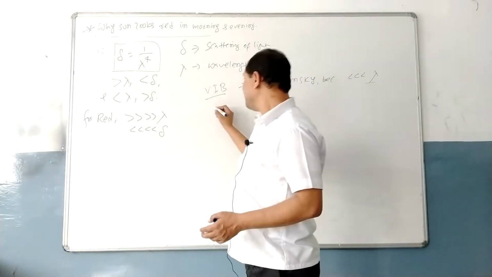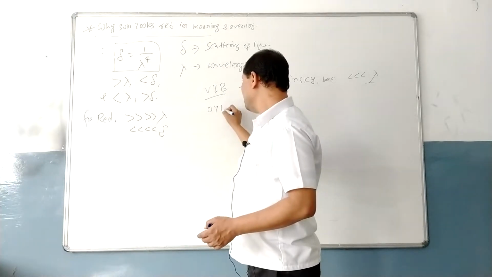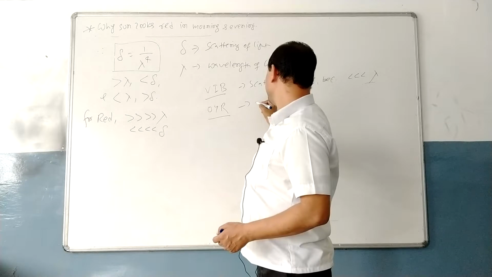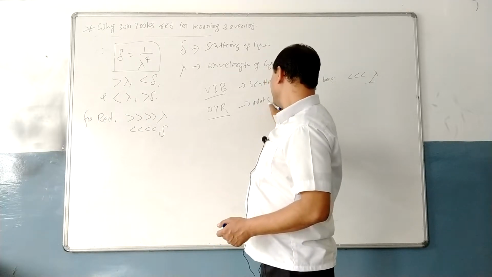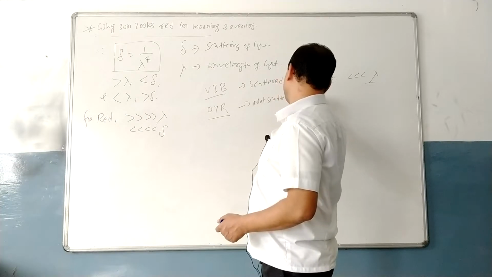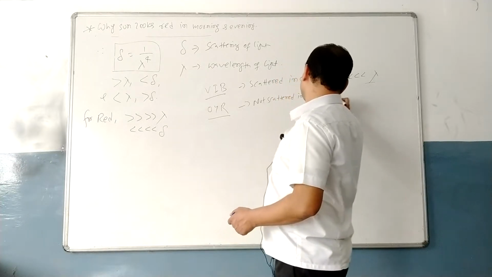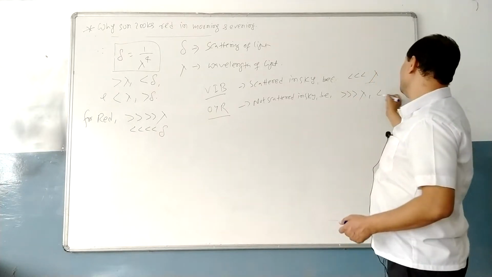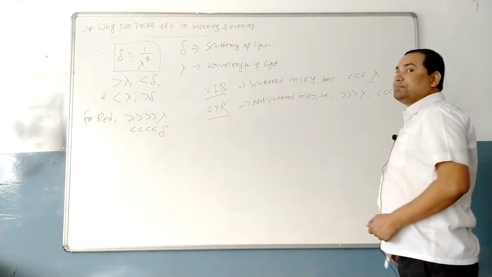But orange, yellow and red color will not be scattered in the sky. Why will they not be scattered? Because they have a very high wavelength. The greater the wavelength, the lesser the scattering.